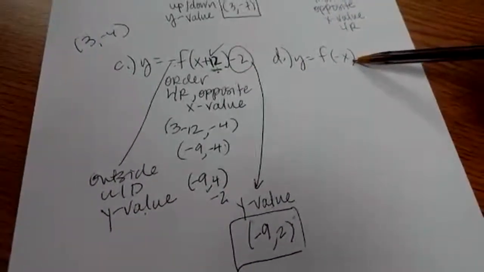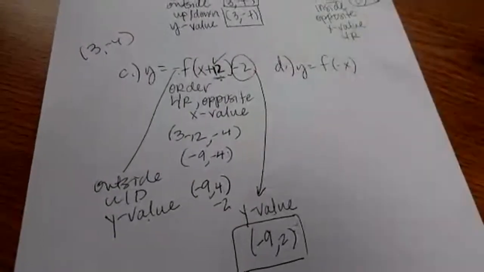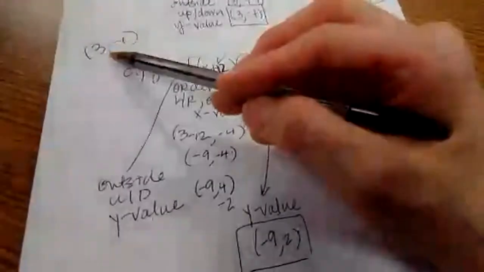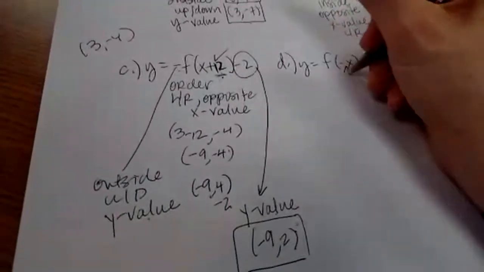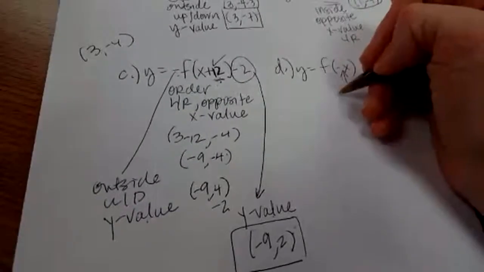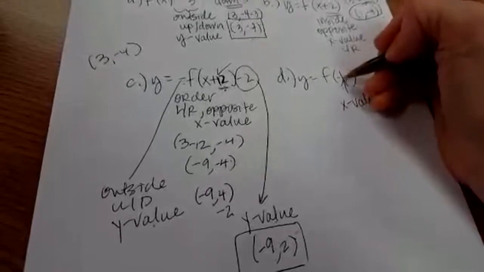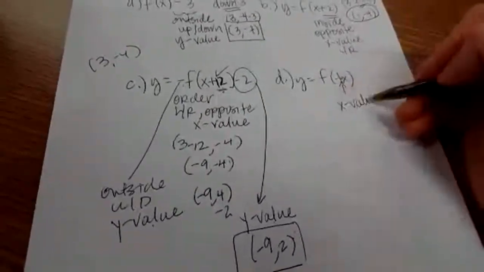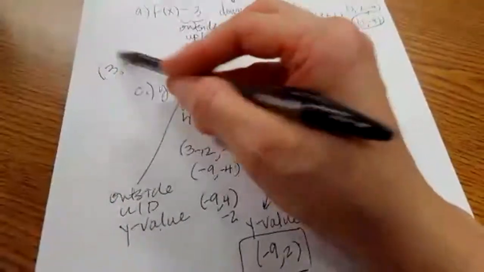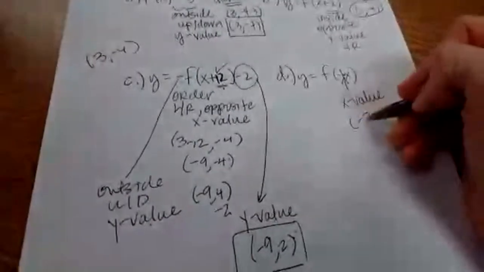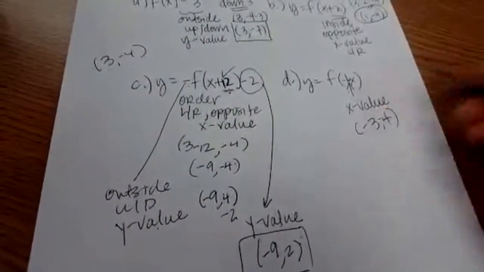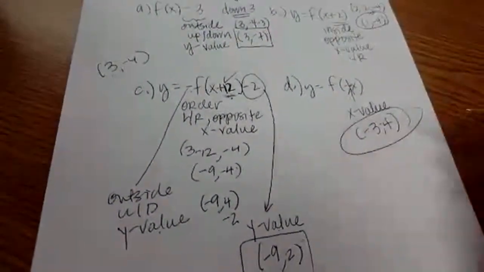Last one we have is this one. Why this one's easier than the other, who knows? But we have this point, and we have this going on. This negative is on the inside, so it's going to affect your x value. And the negative is like a -1 multiplying. So you're just going to take your x value and change the sign. So our new point for this one would be (-3, -4).